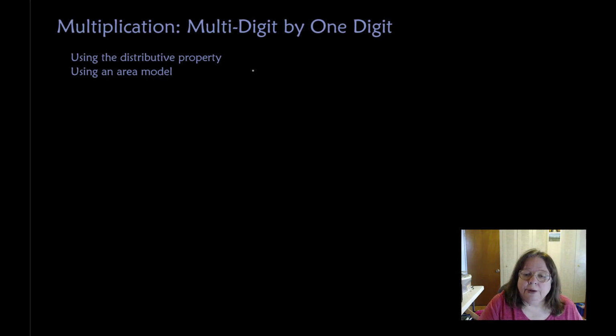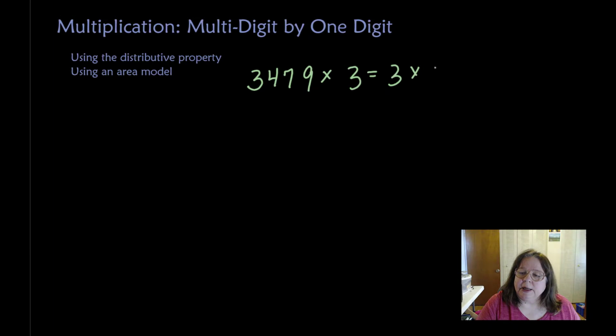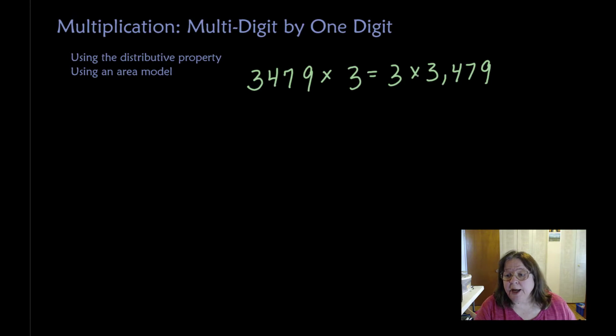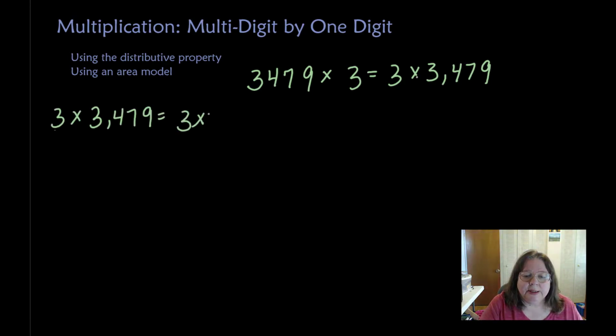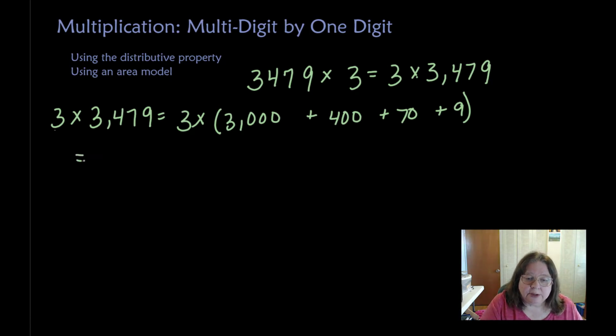Let's try 3,479 times, I'm going to rewrite that as 3 times 3,479. Because of the commutative property, I can do that. I'm going to break up this number in expanded form. 3,000 plus 400 plus 70 plus 9. I'm going to start my next line over here just to give me a little bit more room. So I'm going to distribute the 3 to the 3,000. 3 times 3,000 is 9,000.